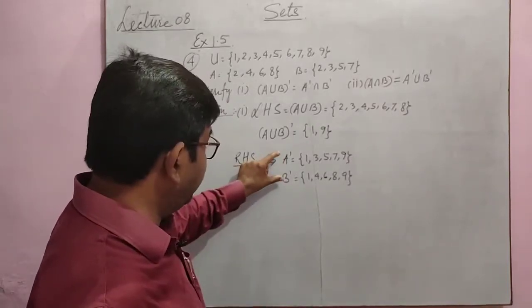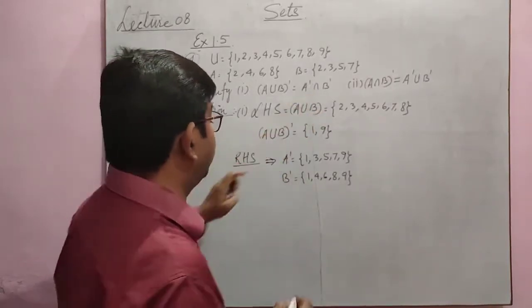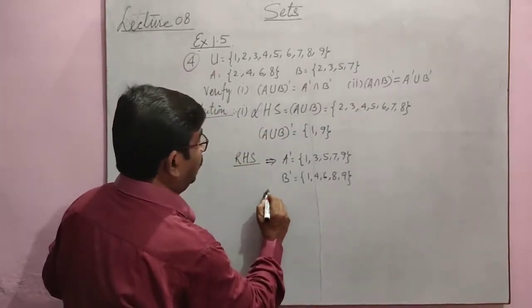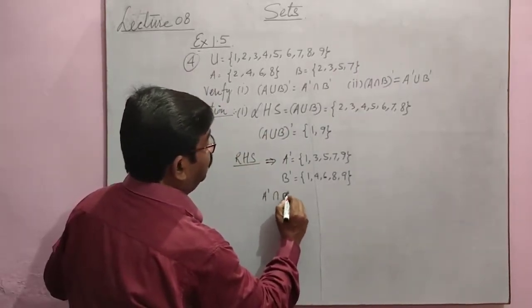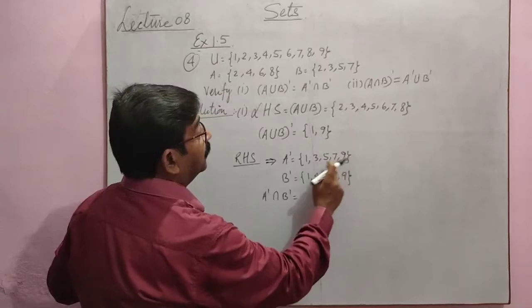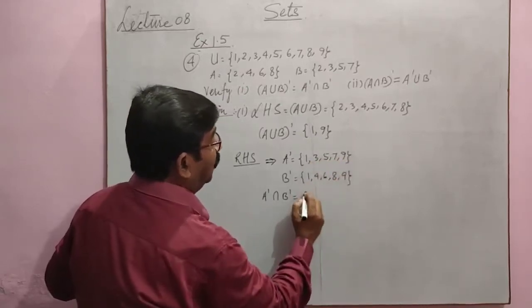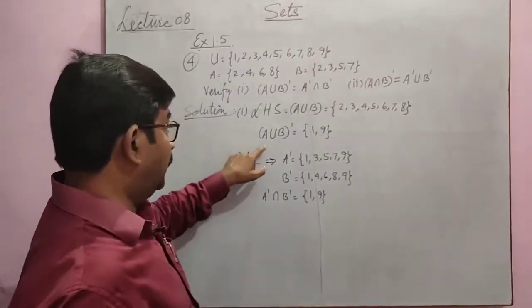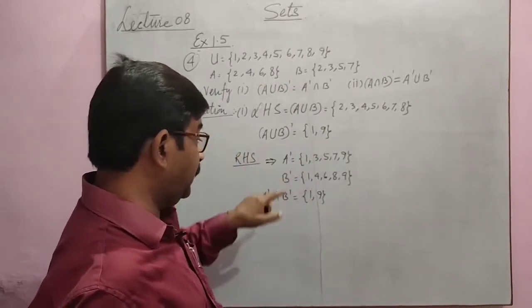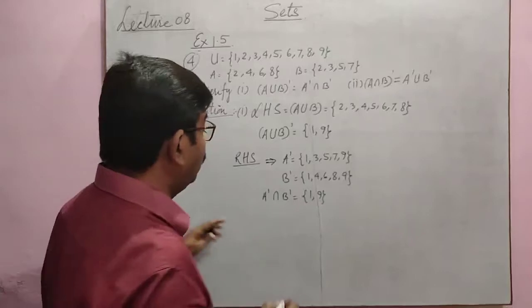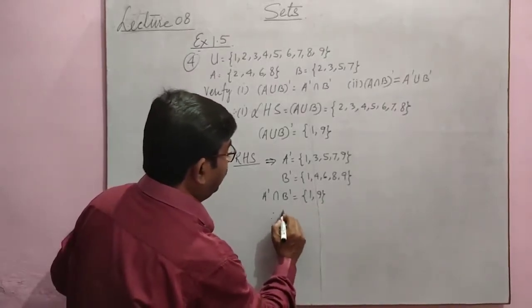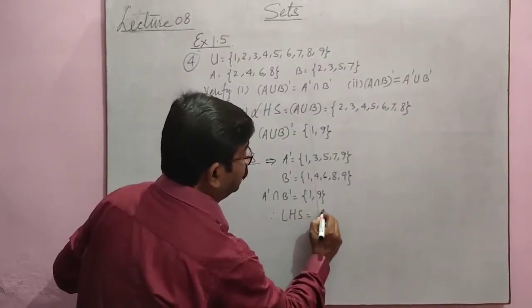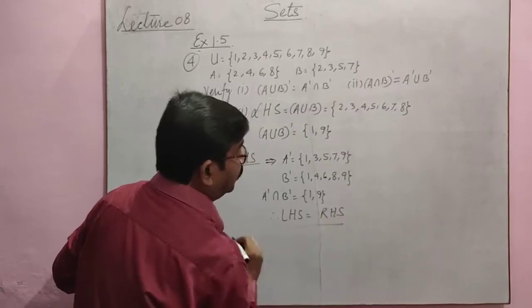Now we have to find the intersection of these two on the right side. So we have A complement intersection B complement. See, we have 1 and 9 common. So 1 and 9. It means in the left hand side we had 1 and 9, and in the right hand side we have 1 and 9. Therefore you can write left hand side is equal to right hand side.